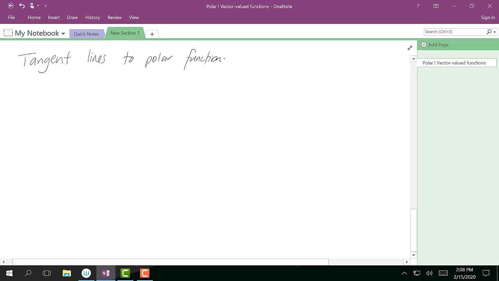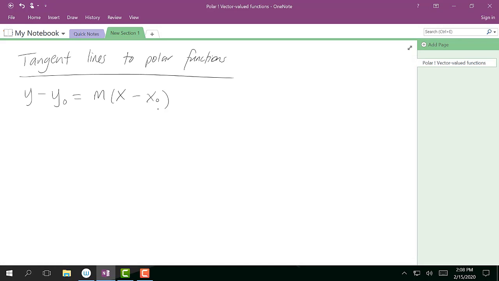So derivative, or how about we do tangent lines? Let's call it that. Tangent lines to polar functions. Okay, so again, we're going to be using the equation that we've had before, the point slope formula of y minus y naught equal to m times x minus x naught. We're going to be finding the point x naught, y naught just by plugging in whatever angle we have to be at. It'll make more sense in a second when I start drawing. And then m is going to be our derivative.